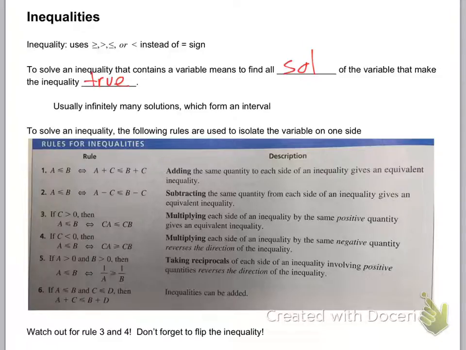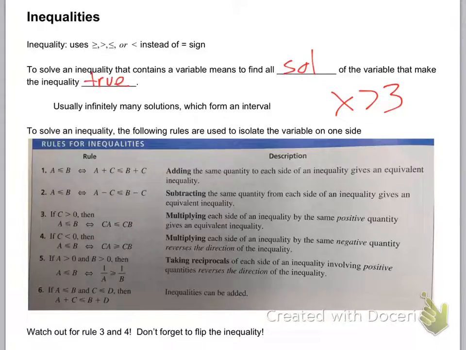When it's an equal sign, it's equal to 5. It's equal to 3. Now we're going to say it's greater than 3. So any number that's greater than 3, 3.0001, is a solution to that. Now when I say x is greater than 3, is 3 part of that solution set? No. Because it's not equal to.